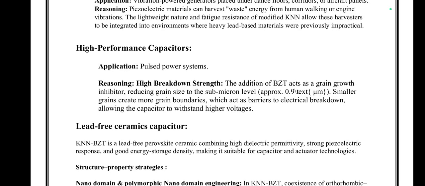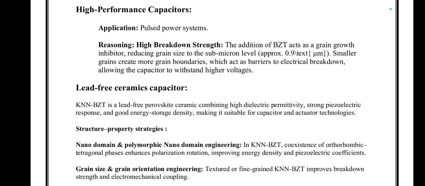If we talk about high performance capacitors, then in pulsed power systems, KNN BCT materials use high breakdown strength. The addition of BCT acts as a grain growth inhibitor, reducing grain size to the submicron level. Smaller grains create more grain boundaries, which act as a barrier to electrical breakdown, allowing the capacitor to withstand high voltages.